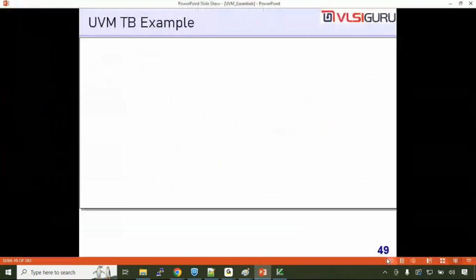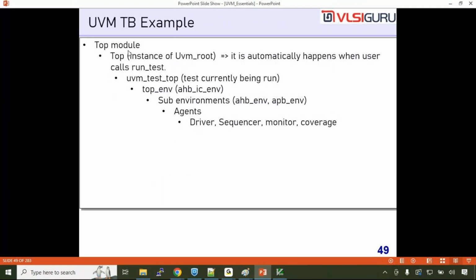So if you look at this test bench, you have a top module. Below that you have top, which is the instance of UVM root. It happens automatically when the user calls run test. There is a method called run test, and the user has to call that. Below that, you have UVM test top. Below that, top environment. Below environment, you have sub environments. Below sub environments, you have agents. Below agent, you have driver, sequencer, monitor, coverage. This is the new thing I'm introducing: sub environment. If the test bench is complex, you can have sub environments.